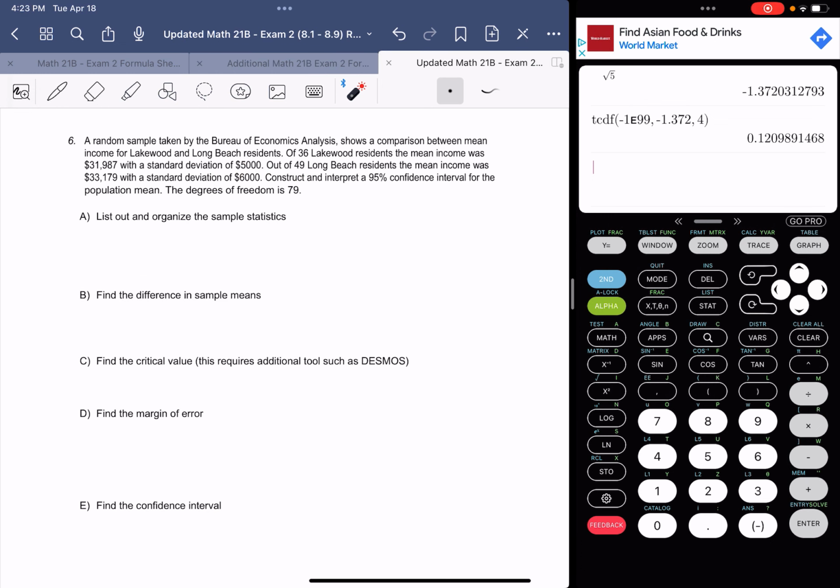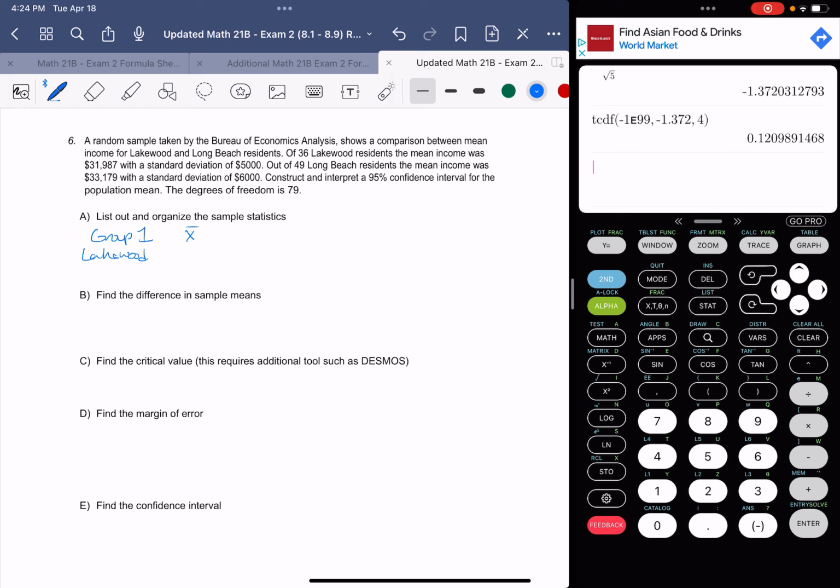Part A. List out and organize the sample statistics. So tell me, am I going to have just one set of sample statistics or two? Two, because we're working with independent samples. Good. So for group 1, I'm just going to go in order. So I'm going to say that was Lakewood.